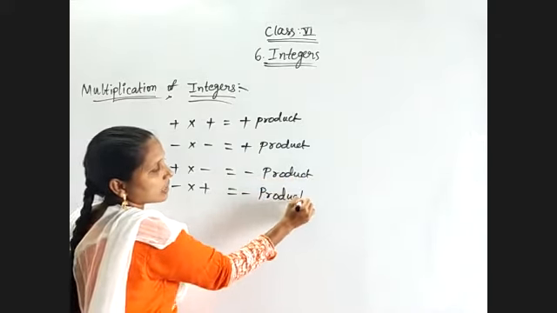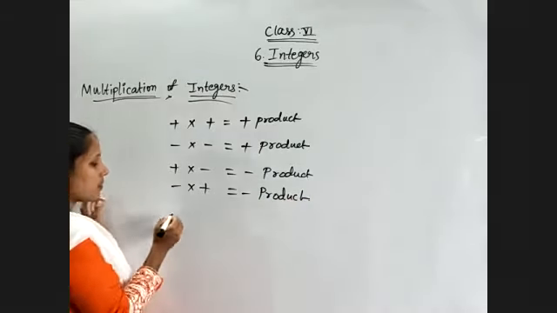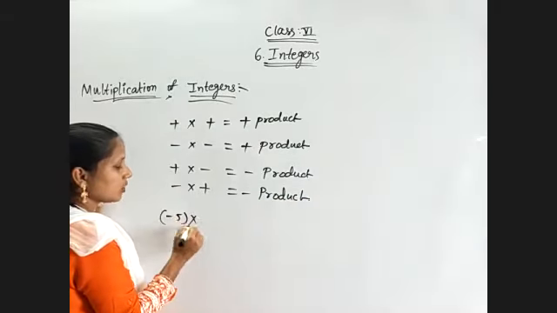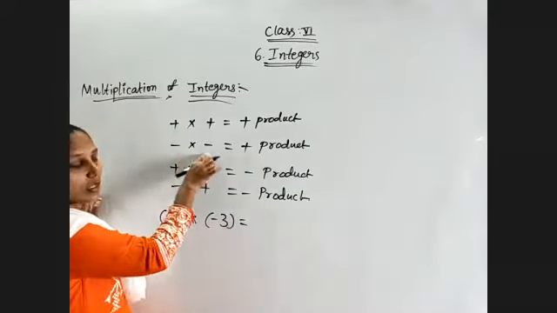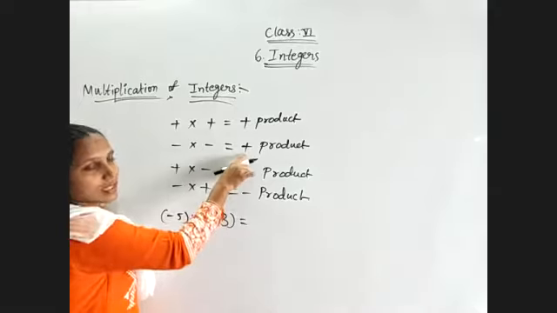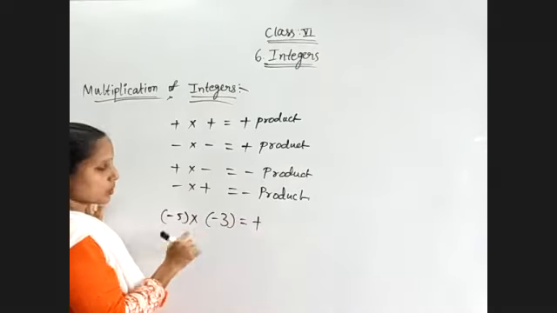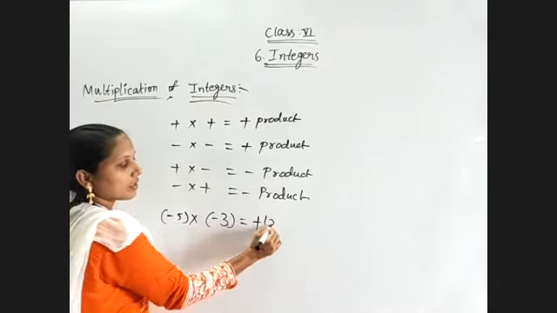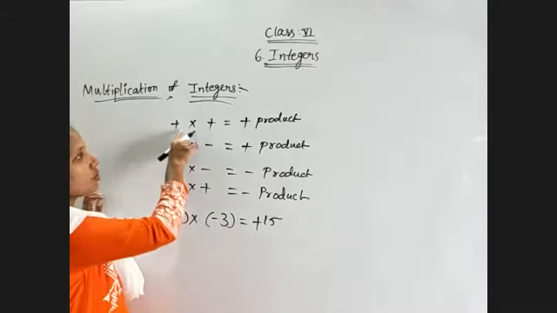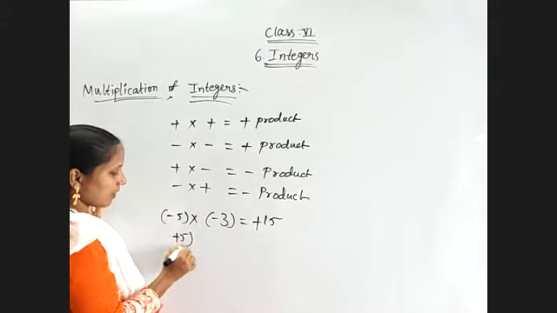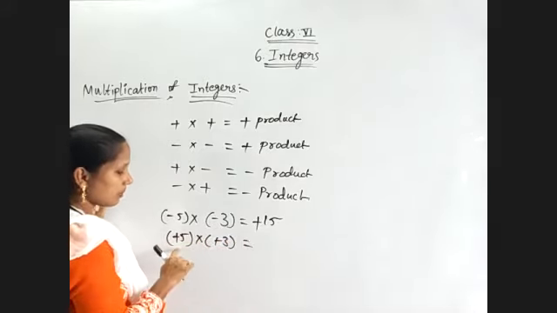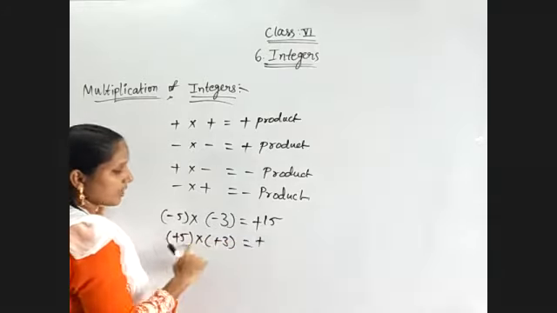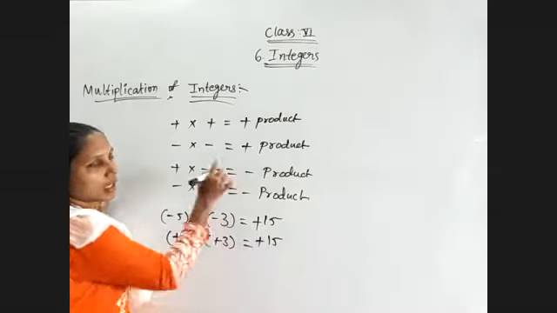So for this, we will see the examples. Suppose I have -5 into -3. Observe, both are negative. So minus into minus is plus, and the product of those two numbers: 5 3s are 15. If both are positive, that is +5 into +3, plus into plus is plus, 5 3s are 15 again.